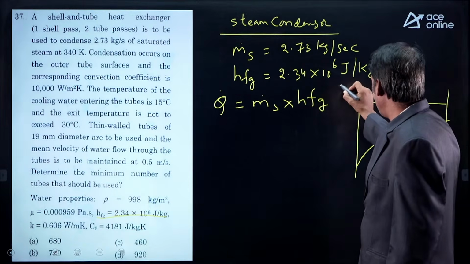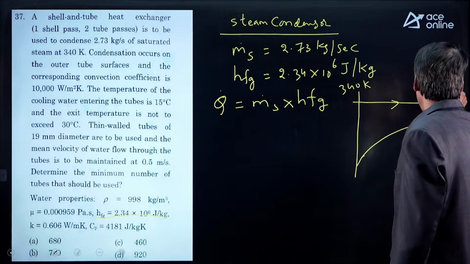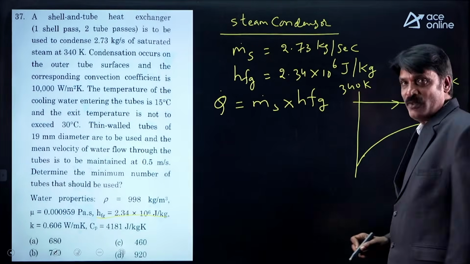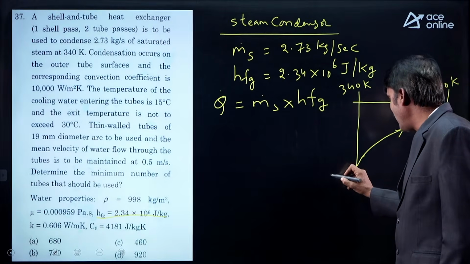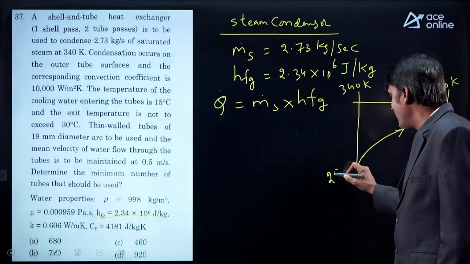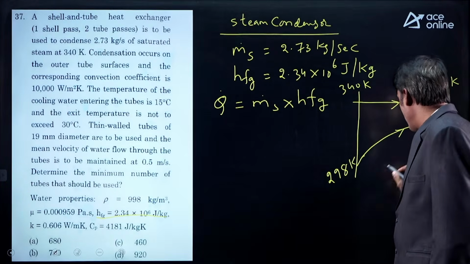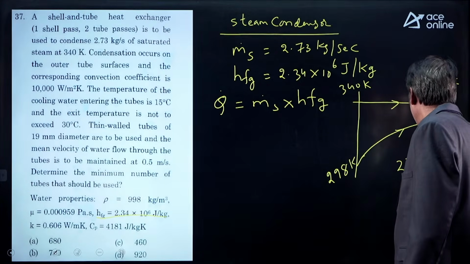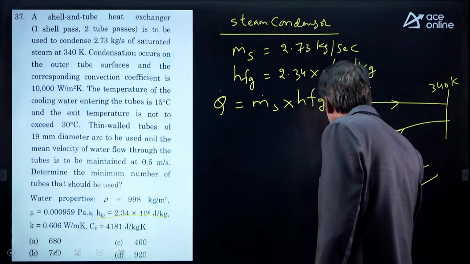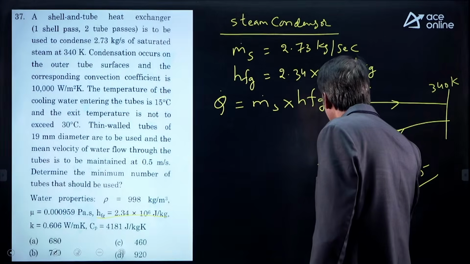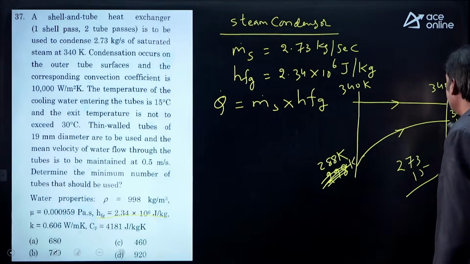So, this is at 340 Kelvin. This is steam. This is also at 340 Kelvin. Cooling water is entering at around 15 degrees centigrade, 298 Kelvin, 273 plus 15, 288. It comes out at 288 Kelvin, and this comes out at 303 Kelvin.